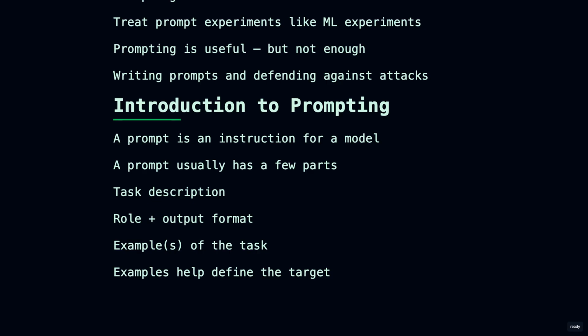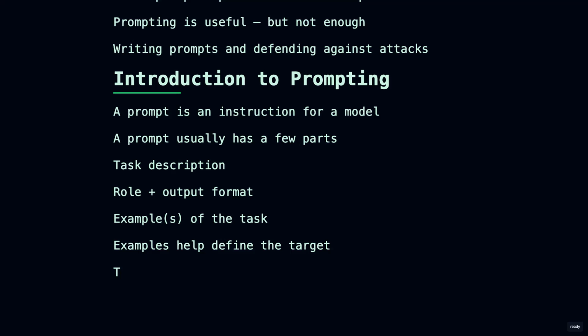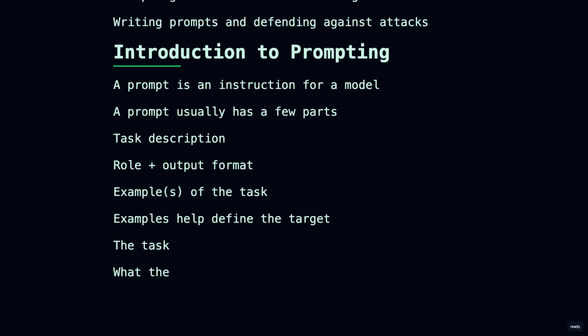This is the concrete thing you want done. It might be a question to answer, a document to summarize, or a structure to fill in. The more specific the task, the easier it is for the model to respond correctly. Ambiguity here usually leads to ambiguity in the output.